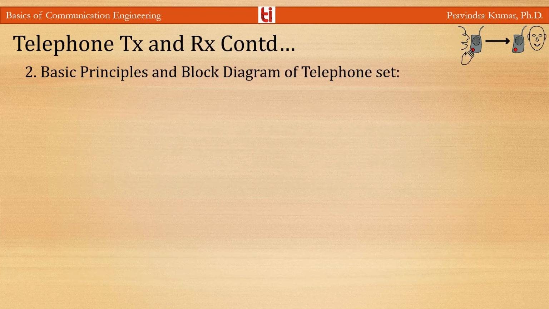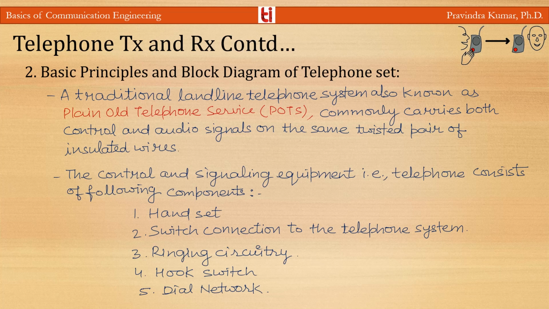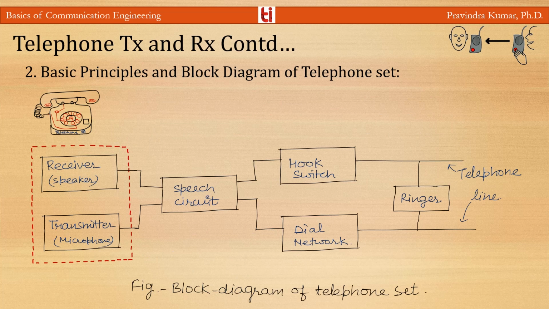A traditional landline telephone system, also known as plain old telephone service, POTS, commonly carries both control and audio signals on the same twisted pair of insulated wire telephone lines. The control and signaling equipment, that is the telephone, consists of the following components: the handset, switch connection to the telephone system, ringing circuitry, hook switch, and dial network. The block diagram of the telephone set you can see on your screen.